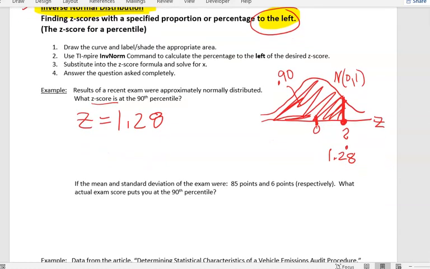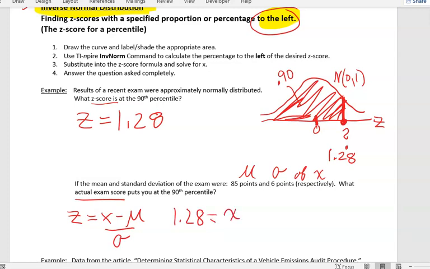Okay, once you have that, you could say if the mean and standard deviation were 85 points and 6 points respectively. So this is the actual mean and standard deviation of x, not the z-score. Of the actual exam score. What actual exam score, what actual x value puts you at the 90th percentile? Okay, so there's two ways you can do this, but the easiest probably is to take your z-score formula. And just like we did with the test grade from earlier, we know that our z-score is 1.28.